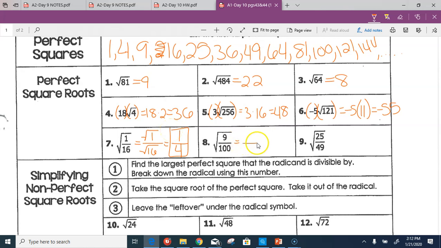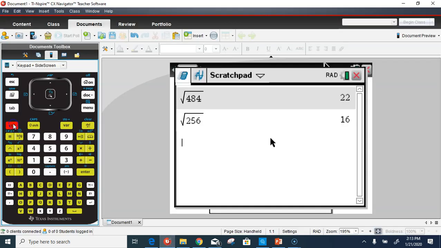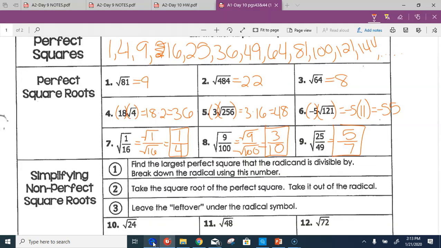For number 8, the square root of 9 over the square root of 100. The square root of 9 is 3. The square root of 100 is 10. So 3/10. For number 9, the square root of 25 on top is 5. The square root of 49 on the bottom is 7. And you can actually do these on your calculator. For example, the square root of 1/16, I can use the fraction option for square roots, and look, 1/4. So I can even do the square roots on here, no big deal.